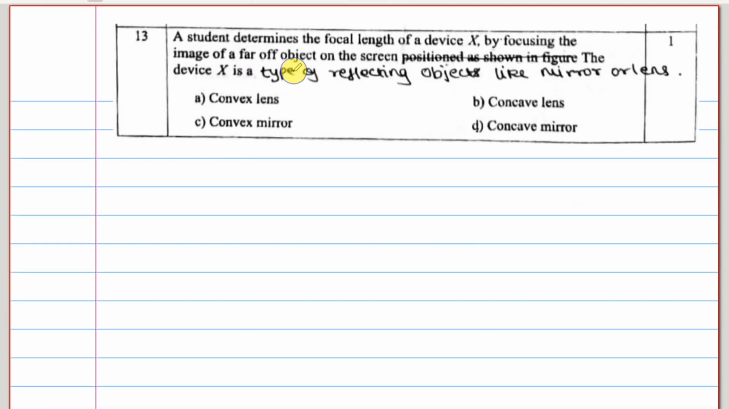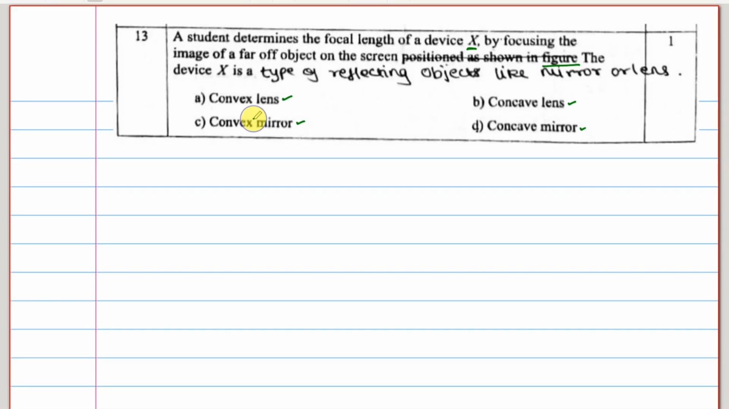13th question: a student determines the focal length of a device X by focusing the image of a far off object on a screen positioned as shown in the figure. The device X is dash. So they have not given us a figure basically. When we read the question, a student determines the focal length of a device X. So the device might be concave lens, convex mirror, convex lens, or concave mirror.